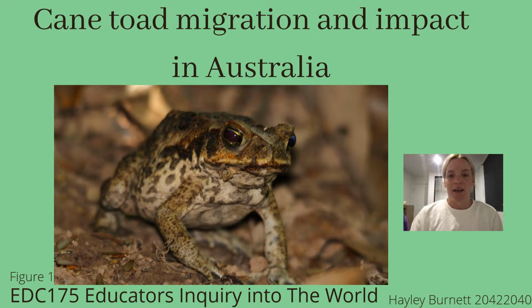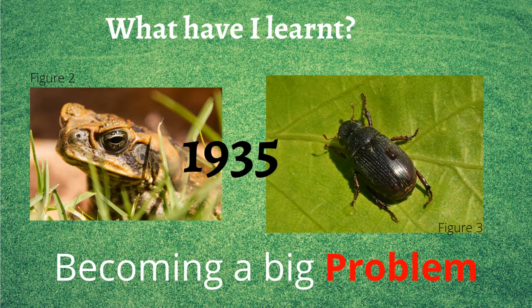This is my presentation on cane toad migration and impact in Australia. Cane toads were introduced into Australia in 1935 in an attempt to reduce cane beetles that were wreaking havoc on sugarcane crops in northern Queensland. This release has been described as one of the foremost examples of an exotic release gone wrong and has caused a major ecological problem in Australia.